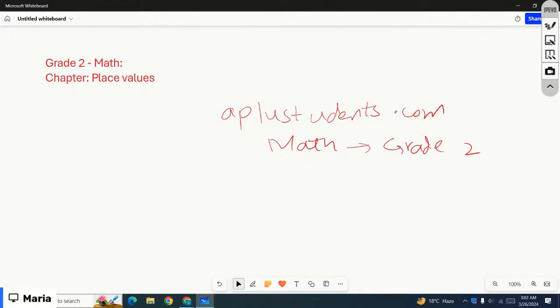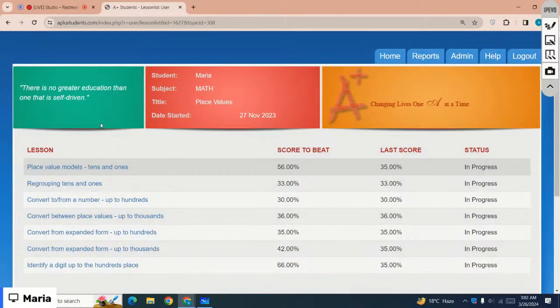We're going to start with the chapter place values. So let's start with the lesson. Here I'm on grade 2 math. The chapter we are on right now is place values. Let's start with the first lesson, place value models, tens and ones.